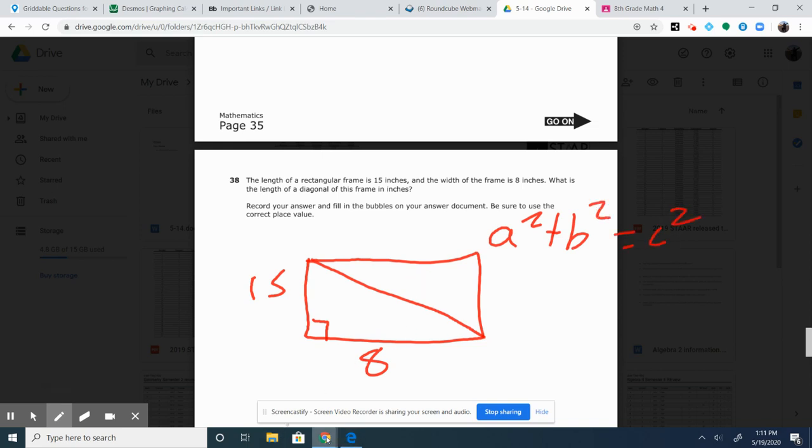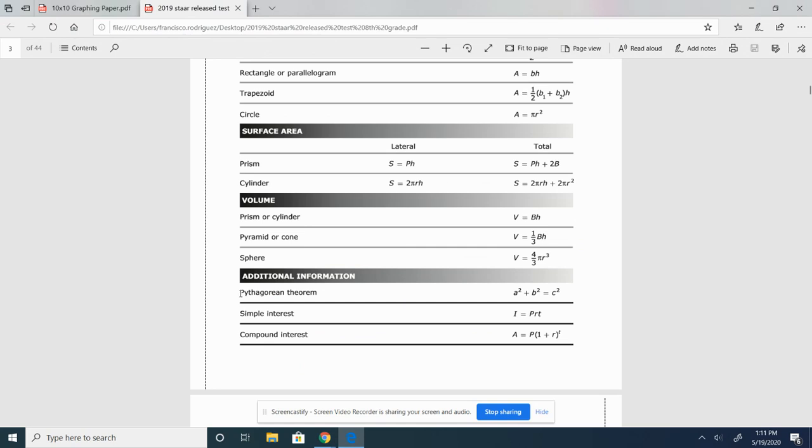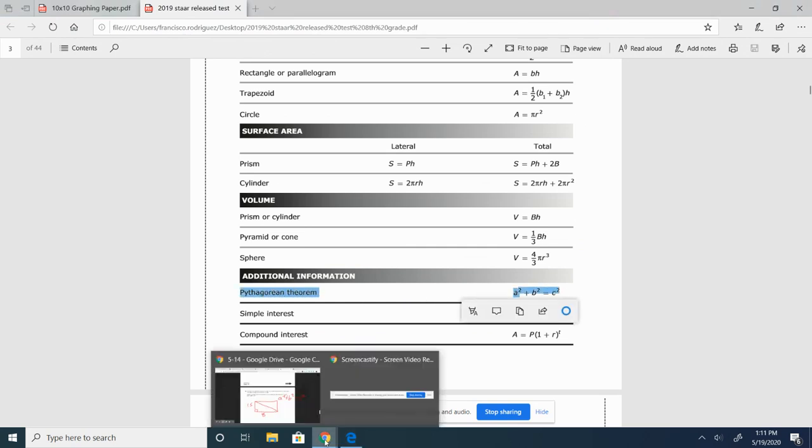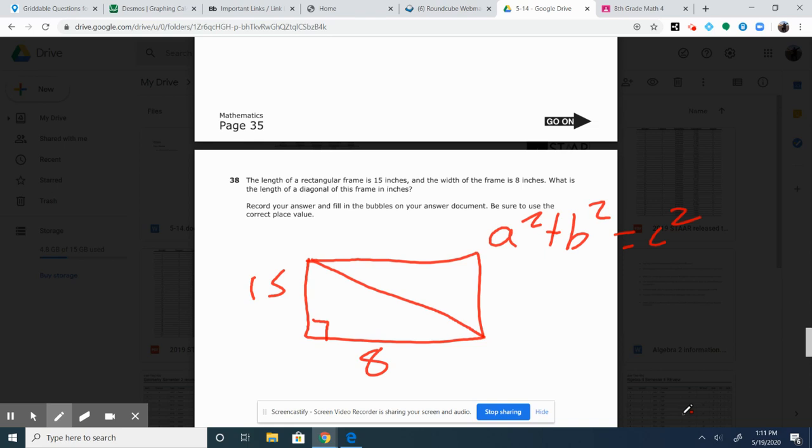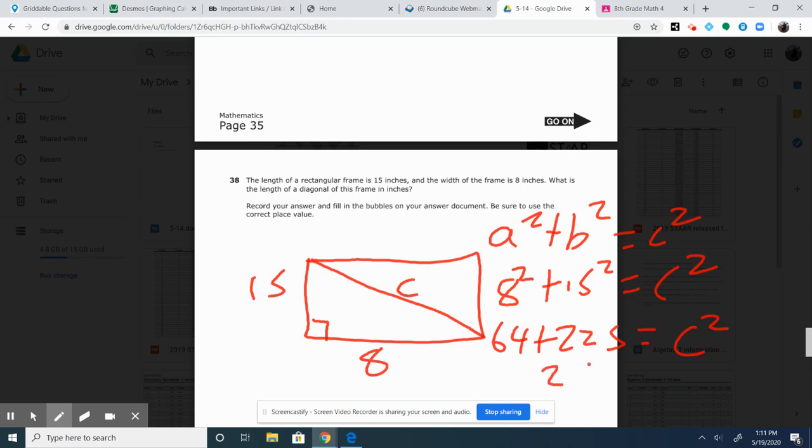And the Pythagorean theorem, in case you don't remember, will be here in your reference sheet. A squared plus b squared equals c squared. So in this situation, we are looking for our c, which is our longest side. So 8 squared plus 15 squared has to be equal to c squared. So if we do 8 squared, that is 64. And if we have 15 squared, that is 225. Now 225 plus 64 will give us 289.